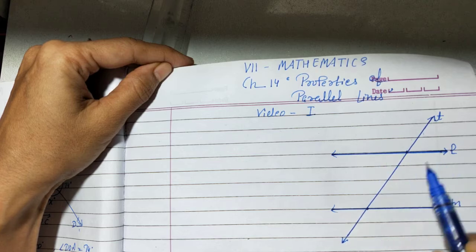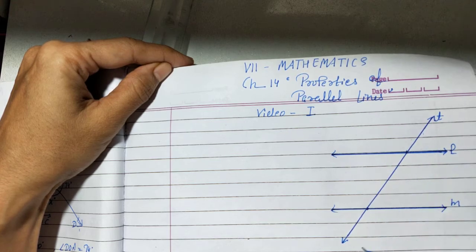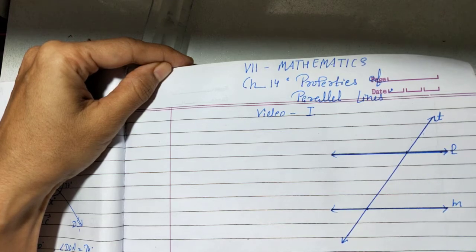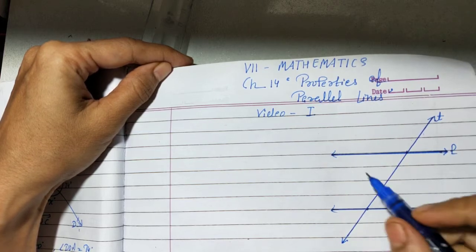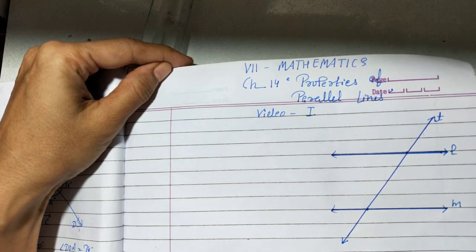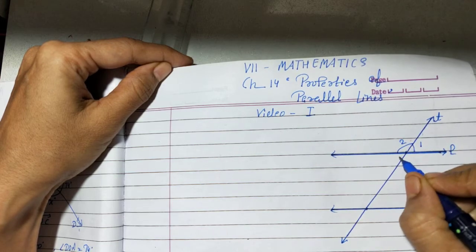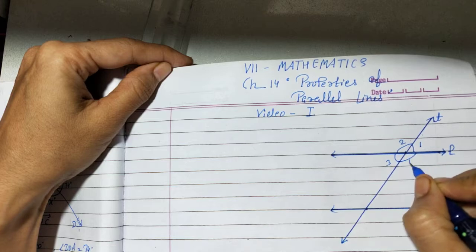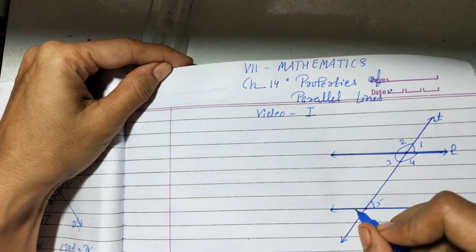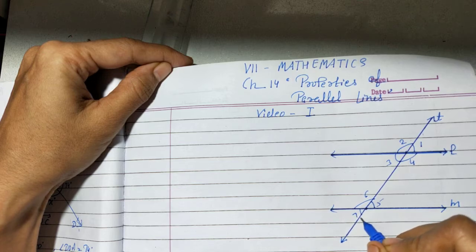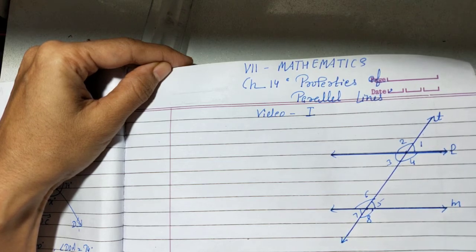Now if there are two parallel lines and a transversal intersects, or you can say cuts, two parallel lines, then eight angles are formed. Let us discuss which types of angles form. Have a look. L and M are two parallel lines cut by a transversal T. Then angle 1, angle 2, angle 3, angle 4, angle 5, angle 6, angle 7 and angle 8 are formed.